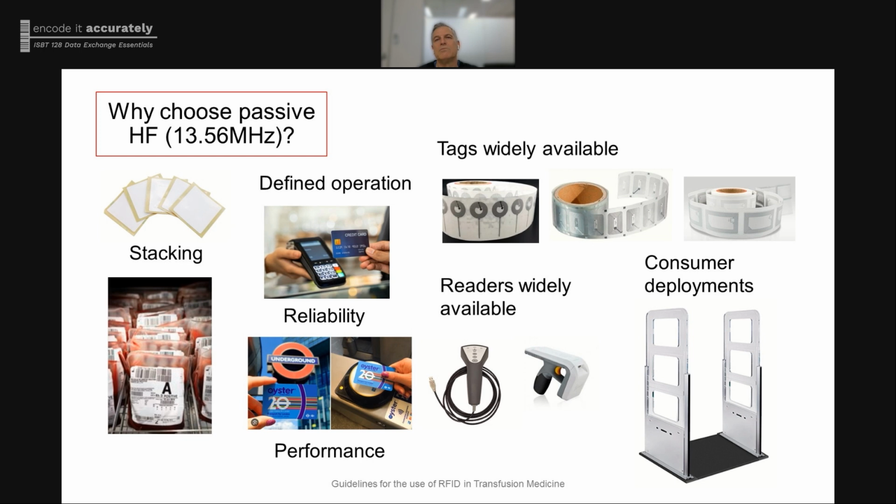HF has high performance with some of the highest data rates available for RFID communication. It also has lower tag costs and the lowest cost reader hardware of the frequency options suitable for transfusion.